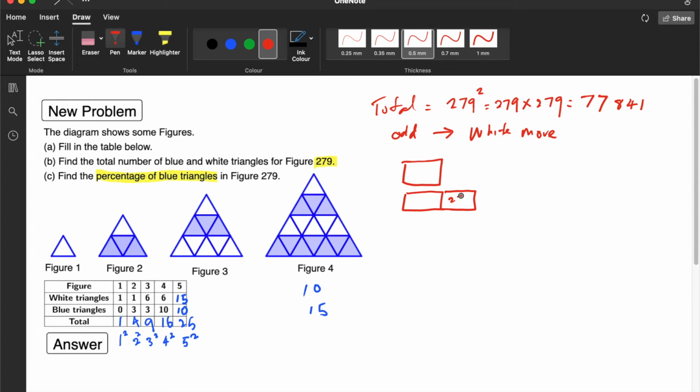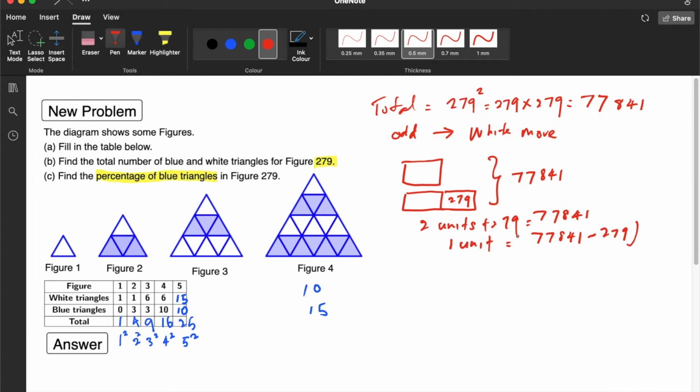Right, so the second one will be 279 more, and the total is 77841. Right, so 2 units plus 279 is equal to 77841. So you can find 1 unit. All right, so 1 unit is actually 77841 minus 279. Right, and then after that we divide it by 2.